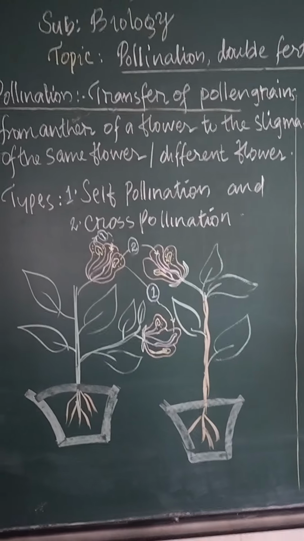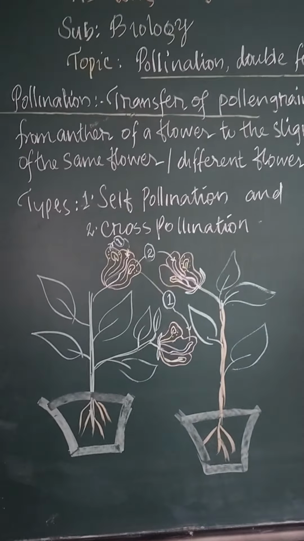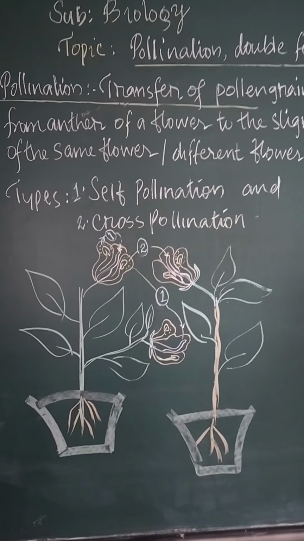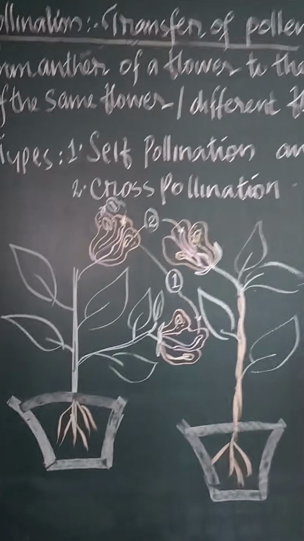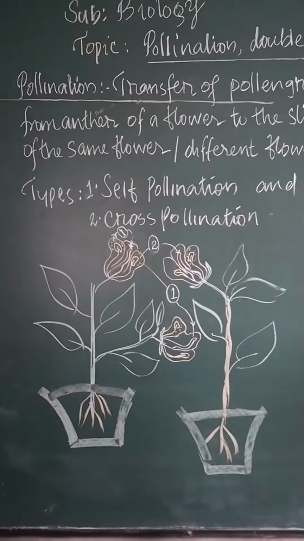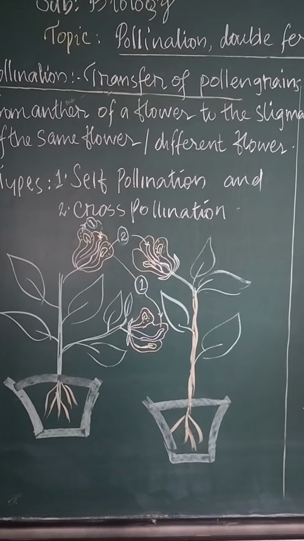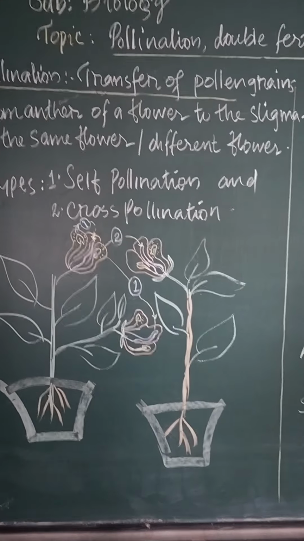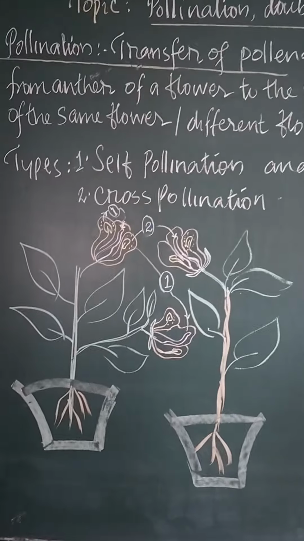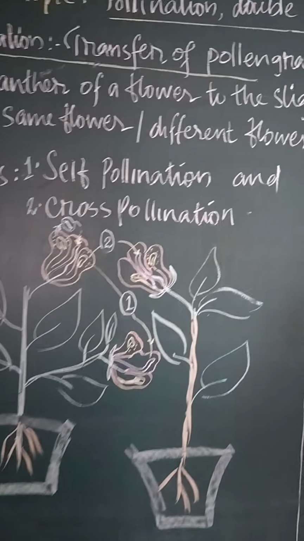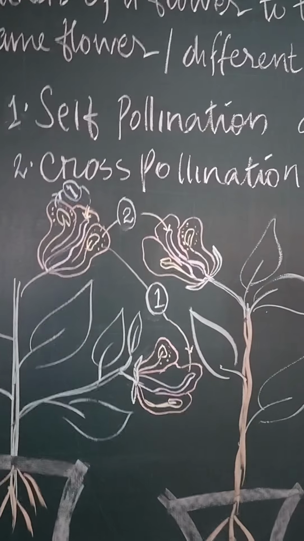The transfer of pollen is called pollination in plants, where there are two types: self-pollination and cross-pollination. You can see the diagram, and you may get diagram-based questions labeled as 1, 2 here in the diagram, and you are supposed to explain the self-pollination and cross-pollination.